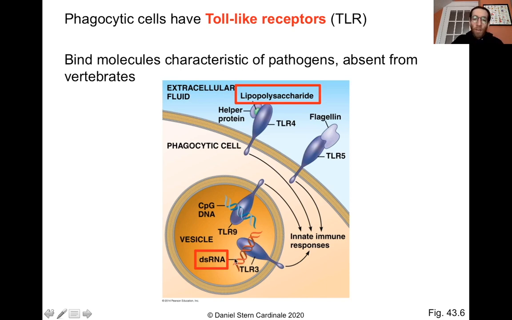Another example is double-stranded RNA. So we talked about this a little bit when we talked about viruses. In our body, we mostly use single-stranded RNA. Our cells have a little bit of double-stranded RNA, but very, very little. If there's any appreciable amount of double-stranded RNA in a human cell, that's coming from a virus. So if a phagocytic cell detects double-stranded RNA, that means there's a virus around, kill the virus.